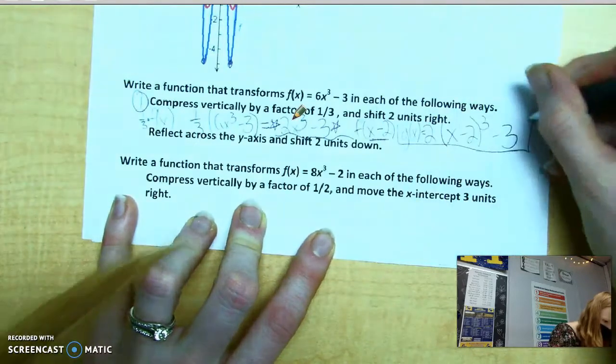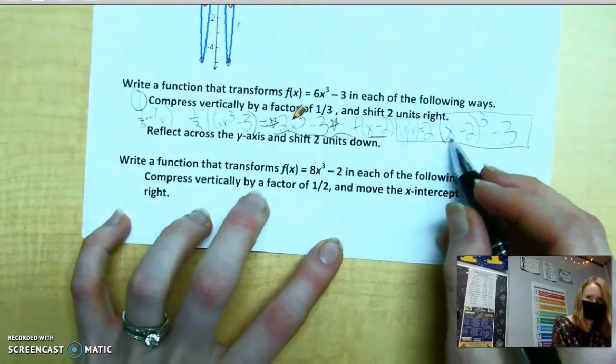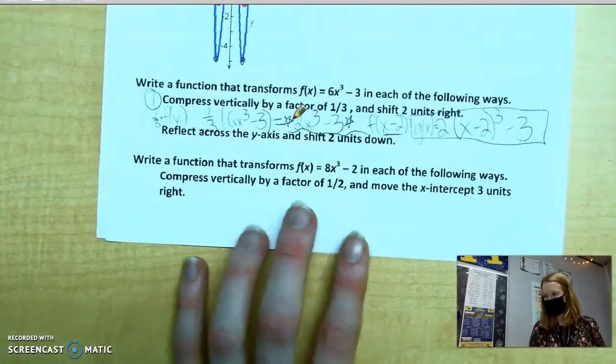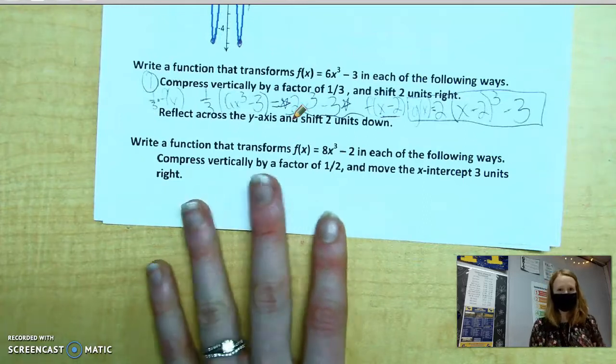The only reason I did not simplify this is because I would have to expand using Pascal's triangle, and that would take a long time. So let's not do that.